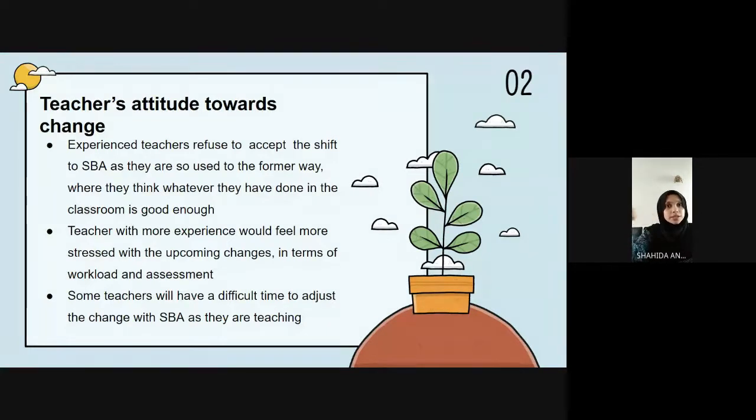Now, there will be a chance that a teacher would be interested in SBA, but it would take time for them to adjust to the changes in assessment, because sometimes there are things that we are not used to, and sometimes there are things they don't get or they never experienced, and it's hard for them to experience with students unless they make mistakes.